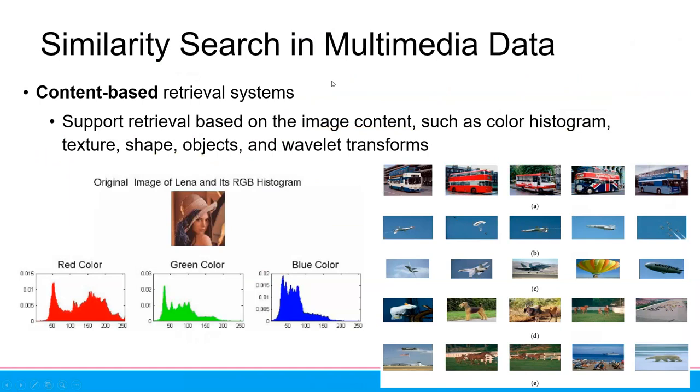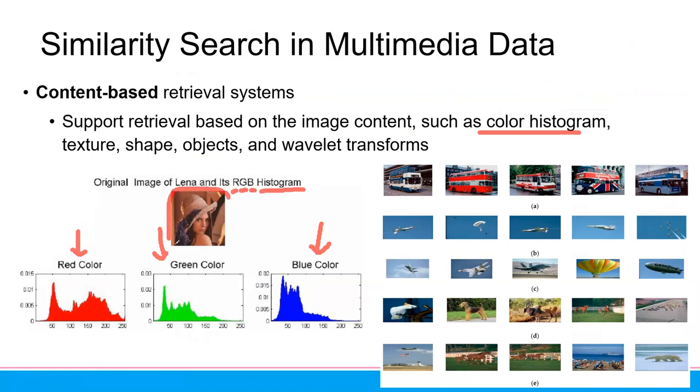Usually when we use an image, we use the color histogram. The color can be split into three: red, green, and blue. That's why we call it R, G, and B. And this is the histogram.